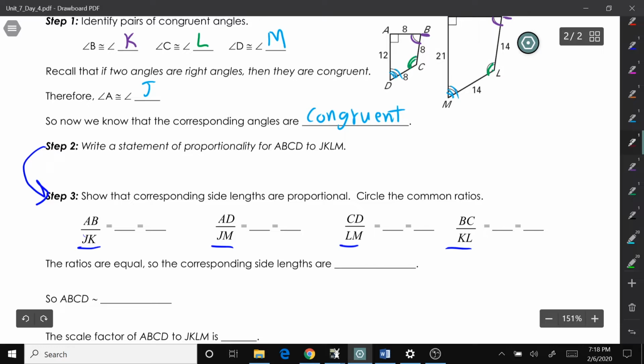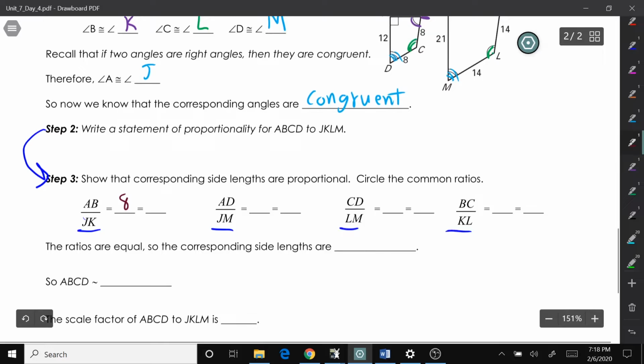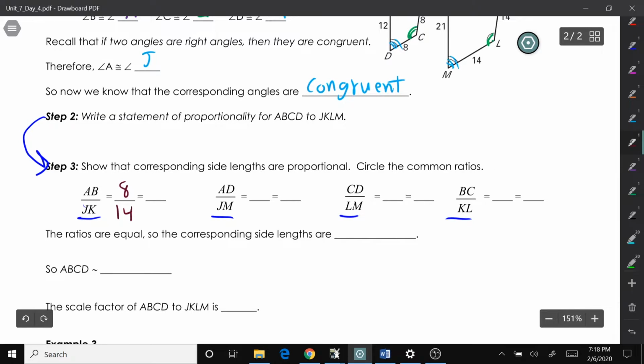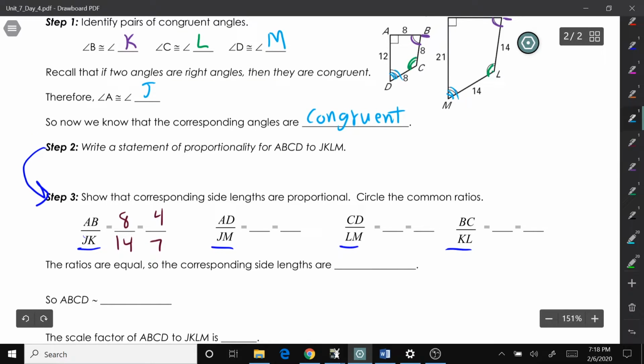So AB from our picture is 8. JK is 14. So that simplifies to 4 over 7. AD, in our picture, AD is 12, and JM is 21. That simplifies to 4 over 7. Now, you may be tempted to stop right here. Don't do that. You have to show it true for all 4 sides.